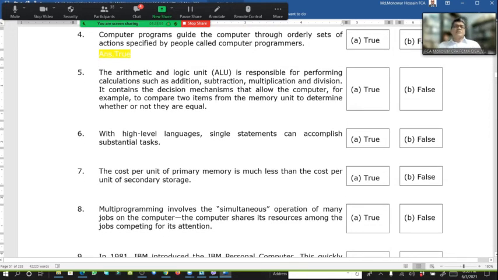The arithmetic and logic unit, ALU, is responsible for performing calculations such as addition, subtraction, multiplication, and division. It contains the decision mechanism that allows the computer, for example, to compare two items from the memory unit and determine whether or not they are equal. So it is true, sir. 100% true.